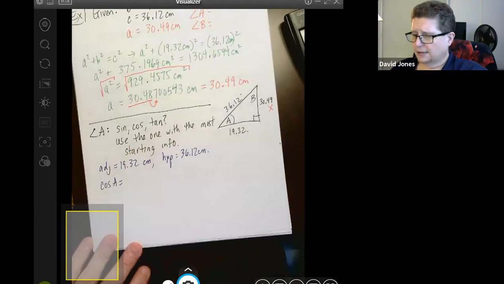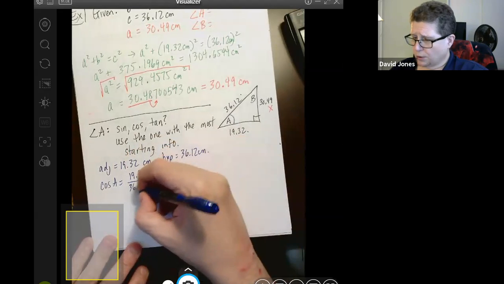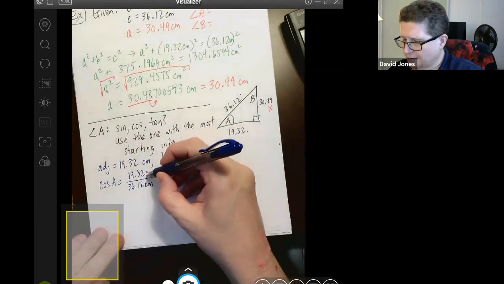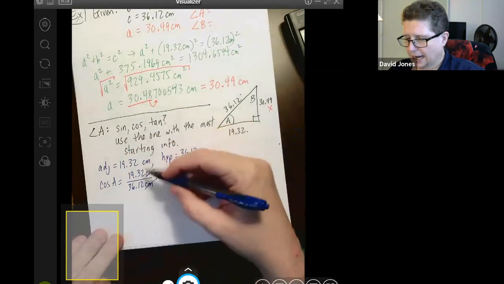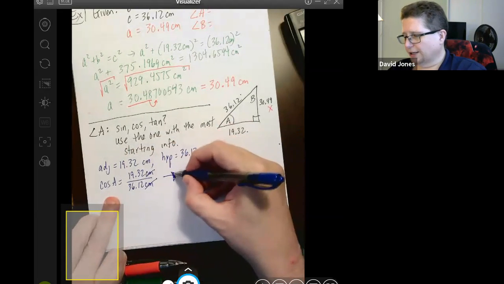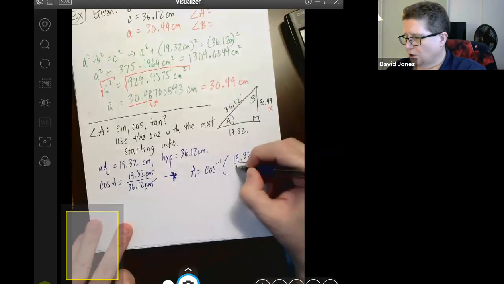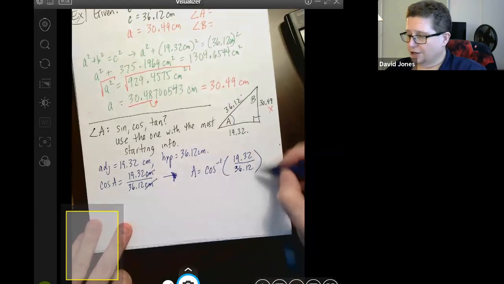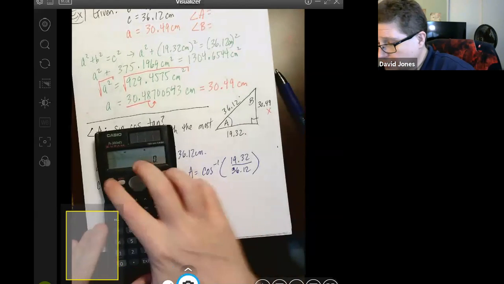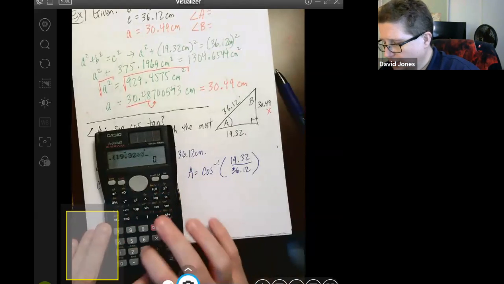Cosine of A is 19.32 centimeters over 36.12 centimeters. All right. Notice centimeters cancel out. And what we have to do, we have to use that inverse thing we were talking about earlier. This is A equals cosine inverse of 19.32 over 36.12. Notice centimeters cancel. This is just a number. So I can do it all at once. Shift cosine inverse. I got to do parentheses. 19.32 divided by 36.12.